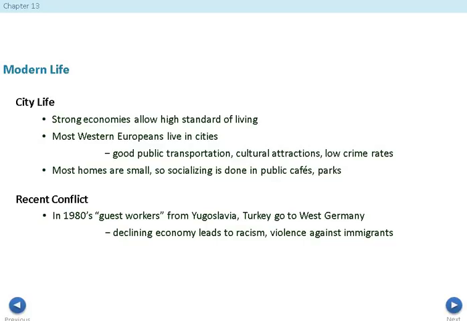And so what you see is that people don't necessarily want to be in their house, they want to be out doing things. Recent conflicts: in 1980, you're going to see guest workers from Yugoslavia and Turkey go to West Germany. The economy is not doing very well, and you're going to see a large amount of racism and violence against these immigrants, and people in Germany get looked down upon because of the racism that has occurred.